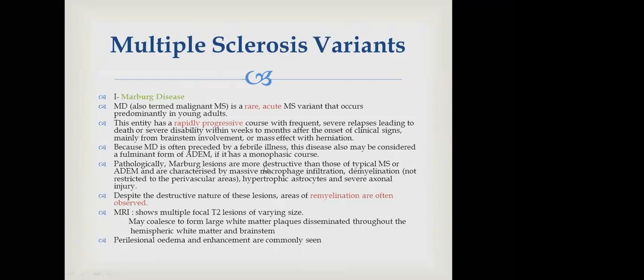Pathologically, Marburg disease has a more destructive nature than multiple sclerosis and ADEM, and is characterized by massive macrophage infiltration. Despite the destructive nature of these lesions, areas of remyelination are often observed in the lesion. On MR, there are multiple focal T2 lesions of various sizes that may coalesce to form large white matter plaques disseminated throughout the hemispheric white matter and the brainstem. Perilesional edema and enhancement are commonly seen.